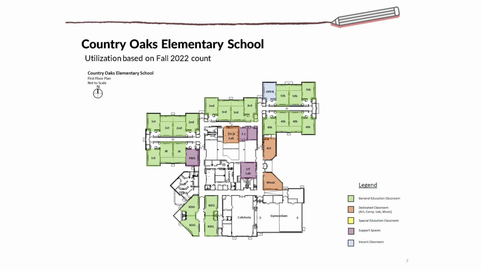We know there are support spaces within a building that need to be there, whatever it might be: title rooms, resource rooms, speech pathology. And then there's one room at Country Oaks that currently, or at least last spring, was not being utilized.